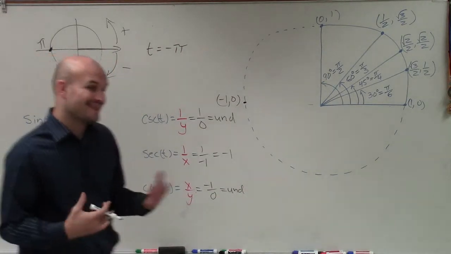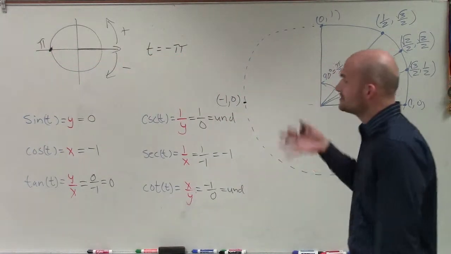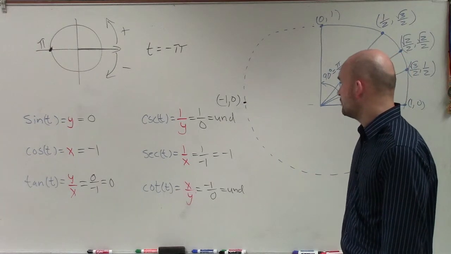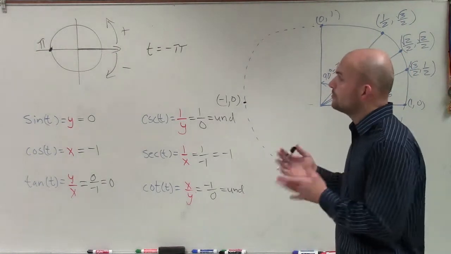So there you go, ladies and gentlemen. That is how you go ahead and evaluate the 6 trigonometric functions for a point given on the unit circle.